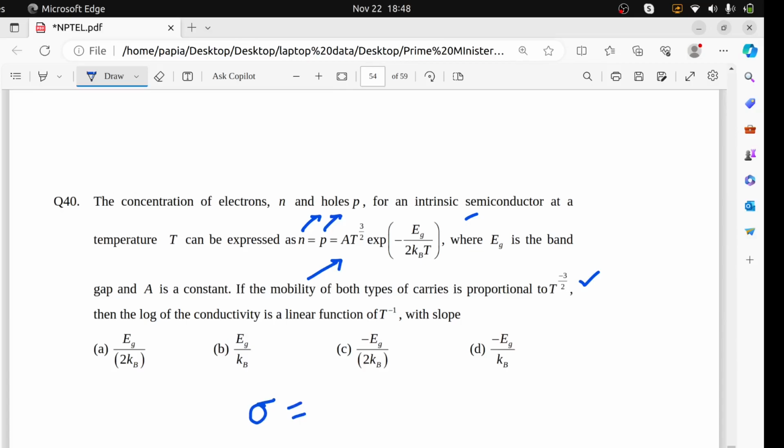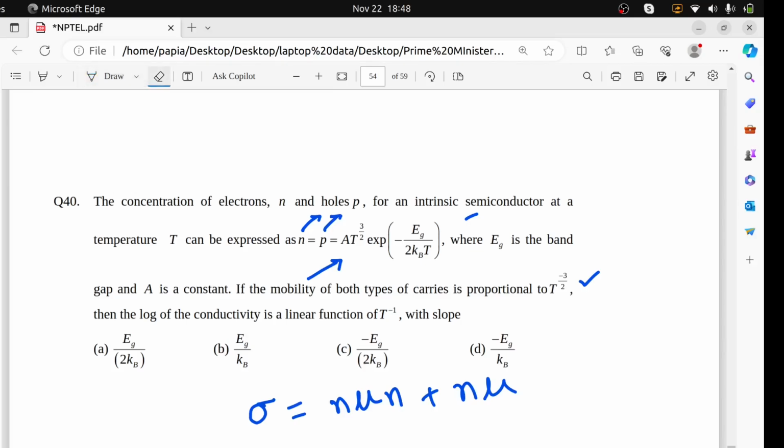Can you tell me what is the expression for conductivity? If it's like electrons, yeah, tell me. N mu n plus P mu n? P mu n. N mu n plus N mu? I can't hear you properly, but yeah, fine.